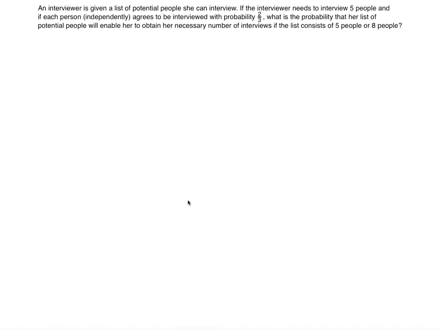An interviewer is given a list of potential people she can interview. The interviewer needs to interview 5 people and each person independently agrees to be interviewed with probability 2/3. What is the probability that her list of potential people will enable her to obtain her necessary number of interviews if the list consists of 5 people or 8 people?